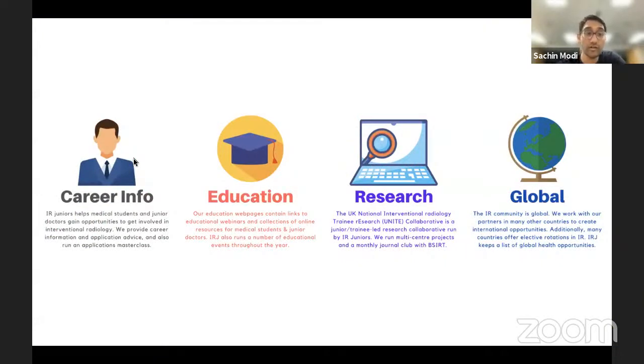So as I said, we're called IR Juniors. We started up about 2 years ago now with the aim of raising awareness of interventional radiology, as we found as medical students, the exposure to IR was very minimal. So what we've been trying to do is just raise awareness of applying into radiology and also applying for interventional radiology and how you go along into that career path. We've been hosting different webinars about IR and the types of procedures that IR do, and have also created research opportunities for students to get involved in as well. Alongside that, we've also tried to raise awareness of various global opportunities to get involved in IR, such as elective opportunities as well. So please do check out our website, which has more information on all of these aspects that I've just discussed.